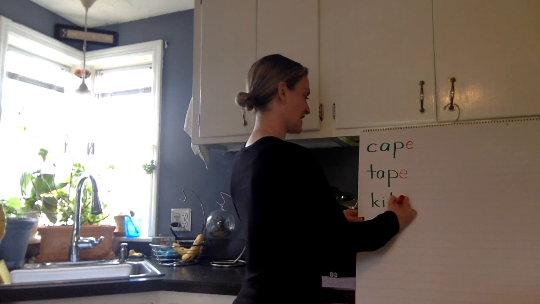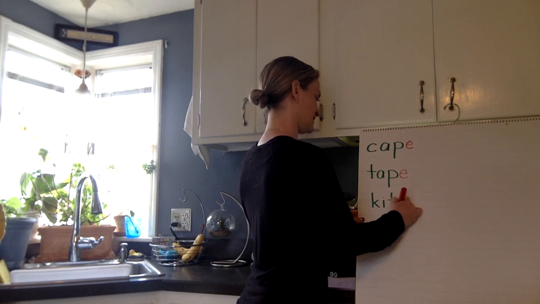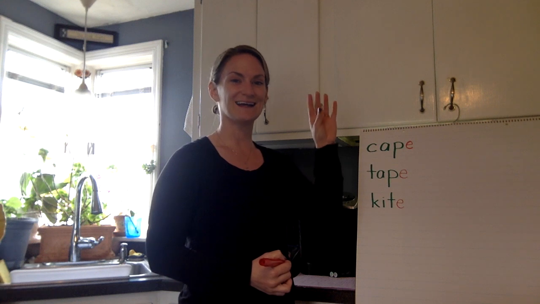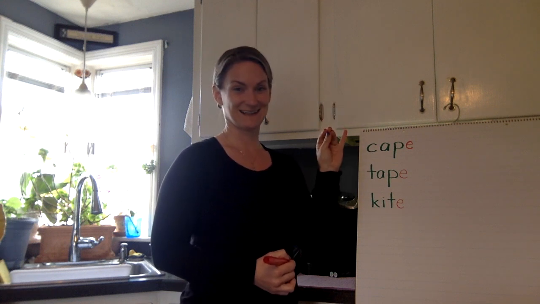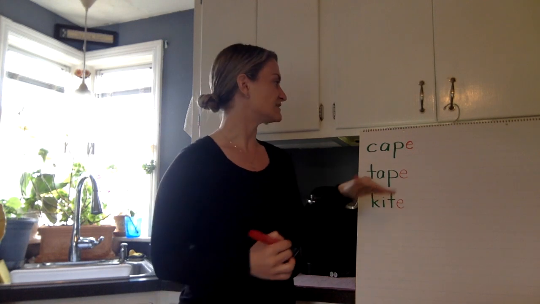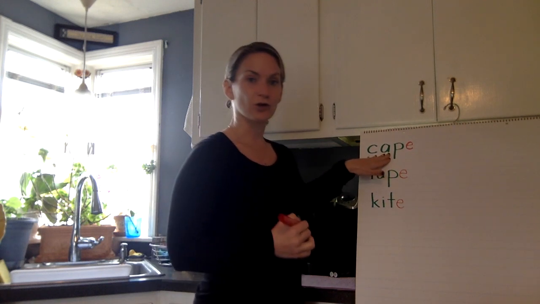Okay, let's take a look at our next one. We had kit. Let's add that silent E or that bossy E. And now when we tap it out, it's k, I, t, kite. Kite. Nice job. So when we add that silent E or that bossy E, it makes the vowel say its name.